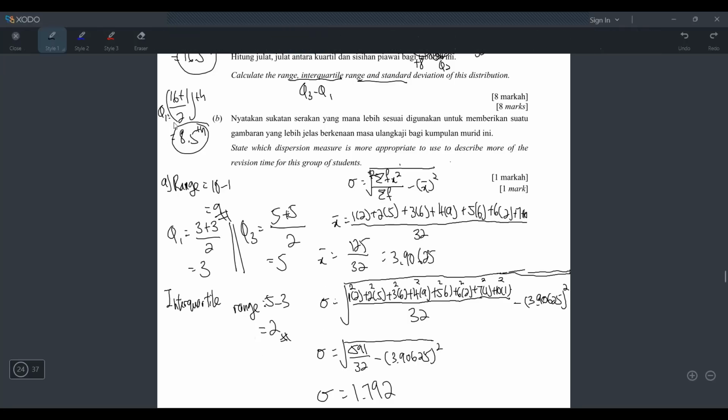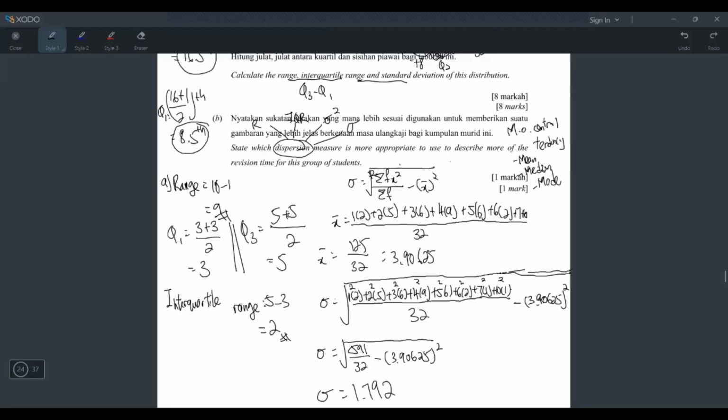For measures of dispersion, we have four: range, interquartile range, variance, and standard deviation. And there is still one more thing, called measures of central tendency. This one is the mean, median, mode. This one is measures of central tendency.